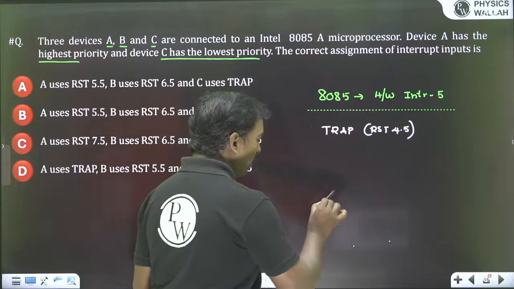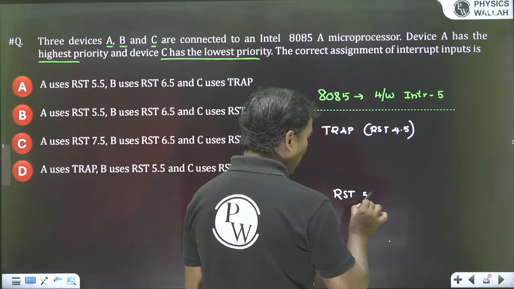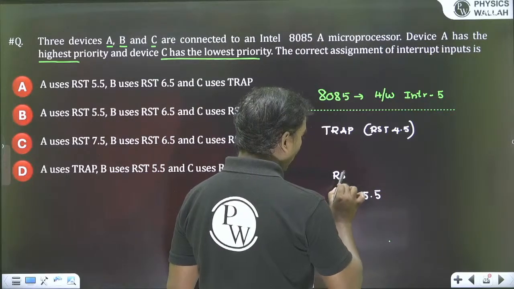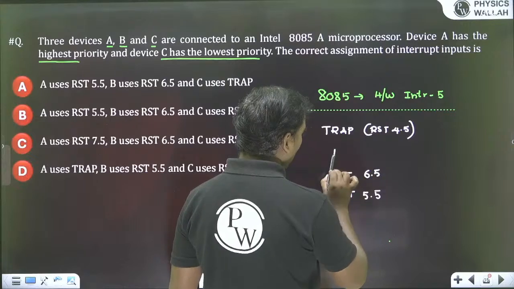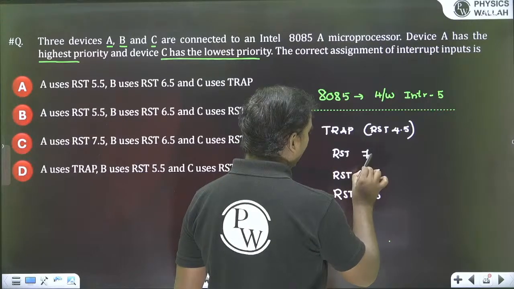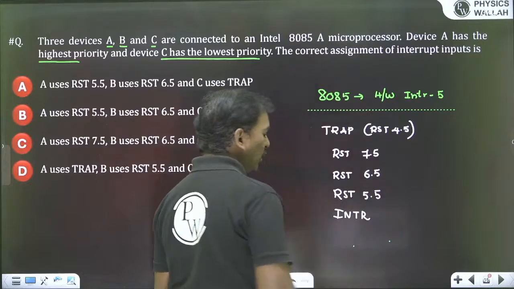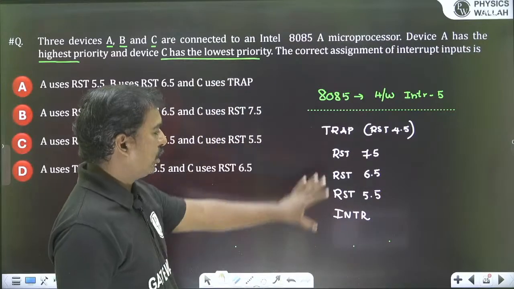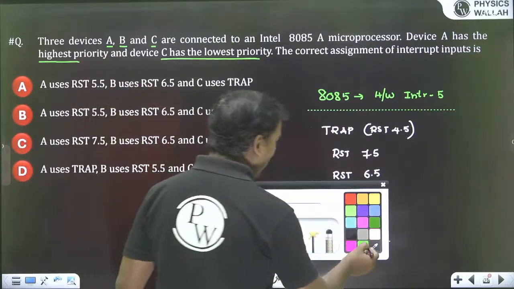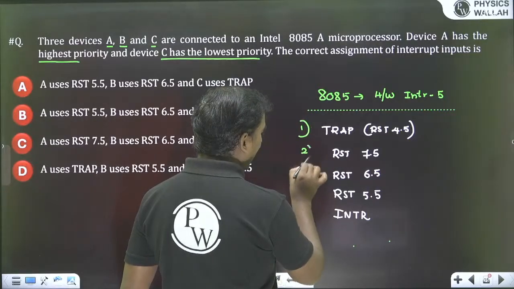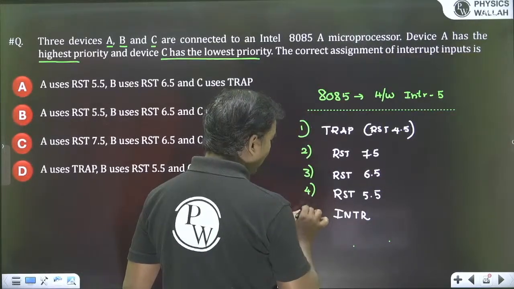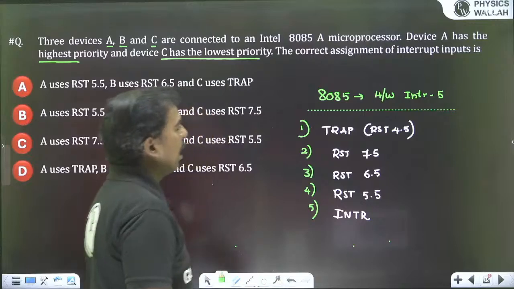After this the list is like this: 5.5 comes below, 6.5 comes below and 7.5 comes above. And next comes INTR. So these are the set of 5 interrupts. Actually, this is the highest priority, next priority this, next this, next this, and least priority this. Now what is given in the question?